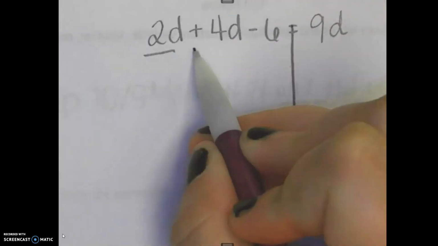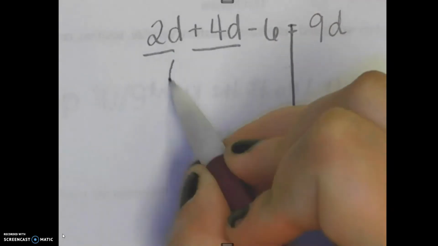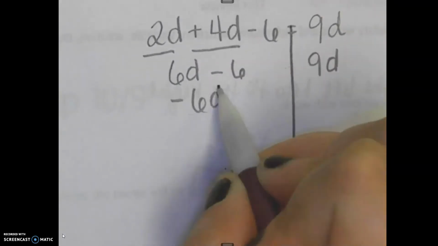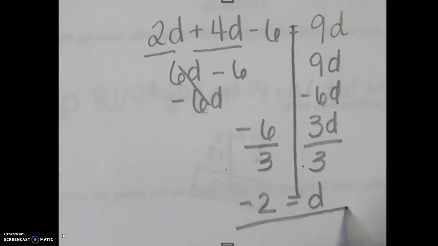And our last problem. Do I have parentheses? No. Do I have multiple d's on one side? I do. I have 2d plus 4d. So I need to take care of that first. 6d minus 6, 9d. Move my 6d. Negative 6. This leaves me 3d. Divide both sides by 3 so I can get that d all by itself, to get negative 2.